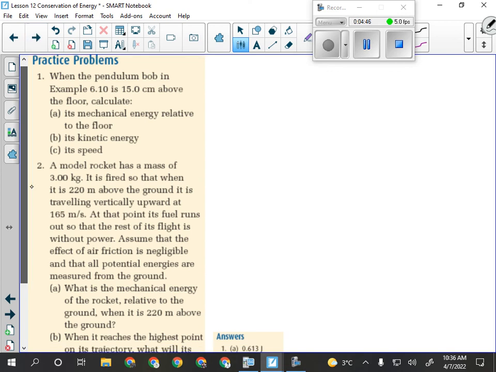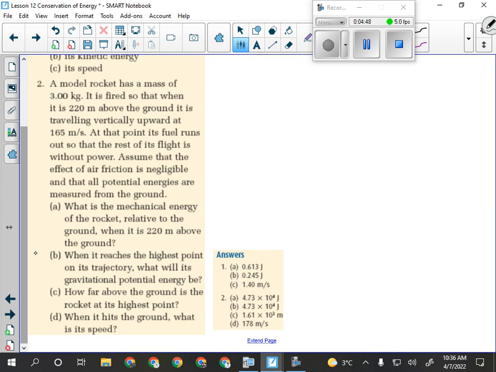I want you guys to try number 2. So we have this model rocket. We know the mass is 3 kilograms. It's fired so that when it is 220 meters above the ground, it is traveling vertically upward at 165 meters per second. And at that point, its fuel runs out, so that the rest of its flight is without power. So there's no work being done after that point. Obviously work is done to get it to that point, but after that, there's no work done on the rocket. So assume that the effect of air resistance is negligible and that all potential energies are measured from the ground. I want you guys to answer A, B, C, and D.